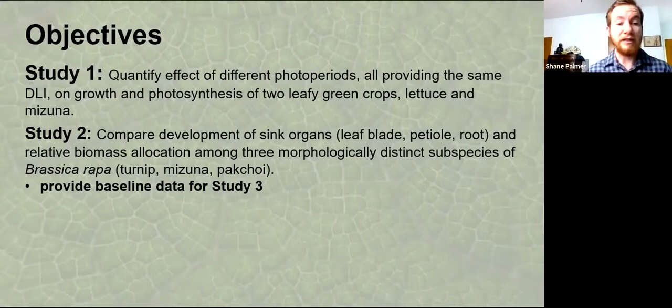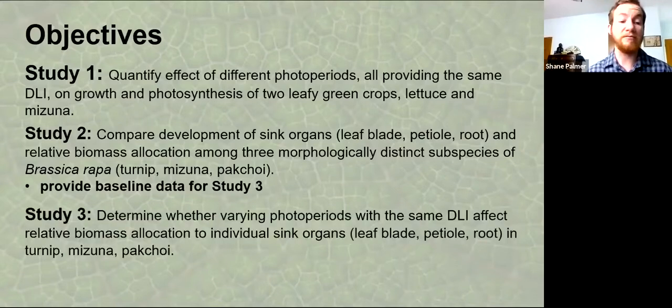And I did this study as a comparative study to get some preliminary or baseline data for my 3rd and final study, where I did a similar photoperiod setup where I looked at varying photoperiods with the same DLI, and this time looking at how that affects the relative biomass allocation to those individual sinks in turnip, mizuna, and pak choi.